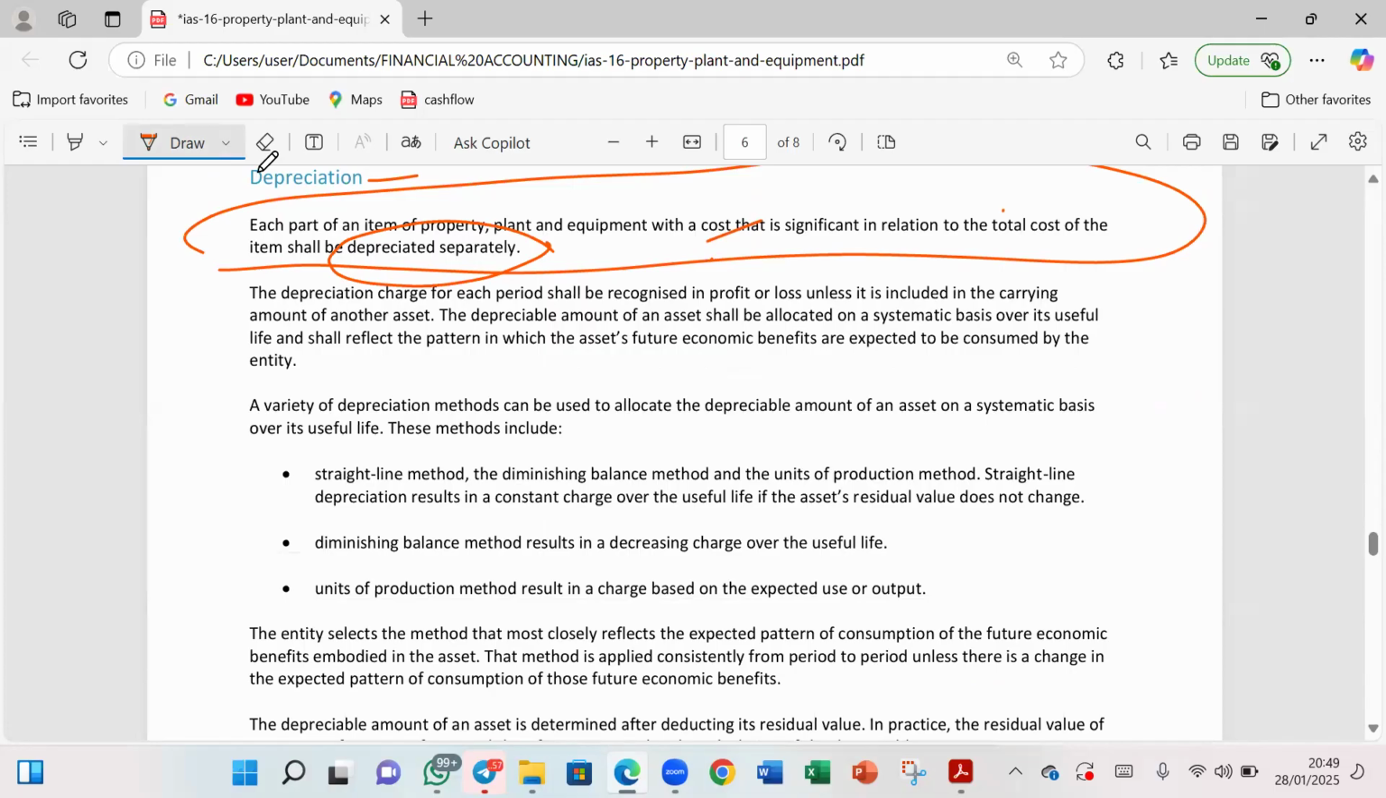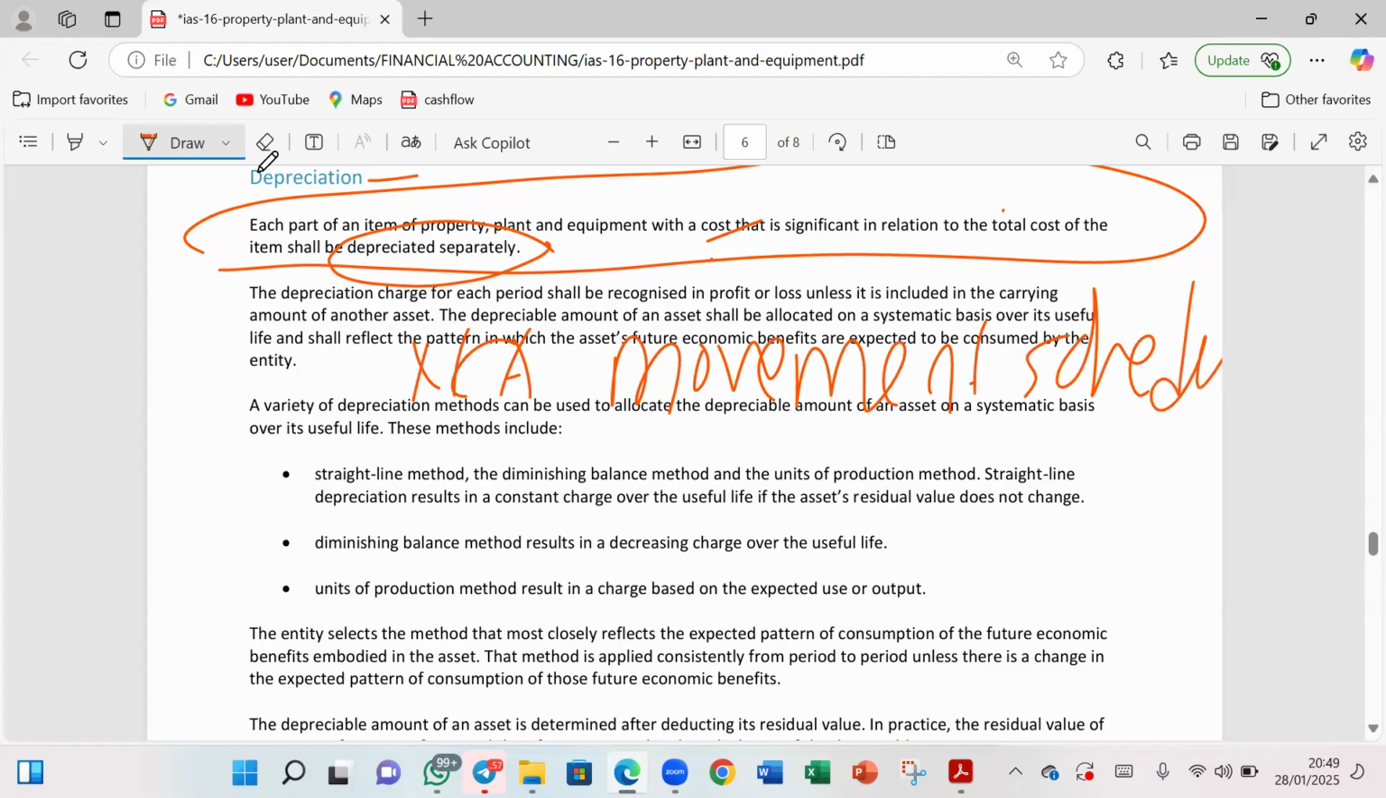Now, in an exam, they can ask you to prepare a statement called the non-current asset movement schedule. So in an exam, they can tell you to prepare this statement. It's called the non-current movement schedule or the asset schedule. Some other people call it asset schedule.